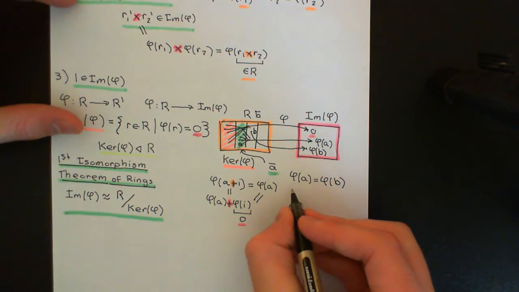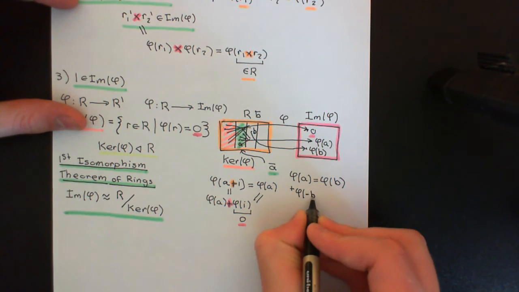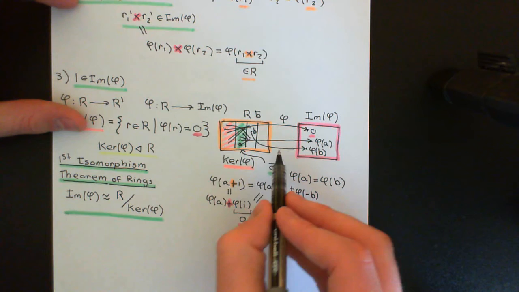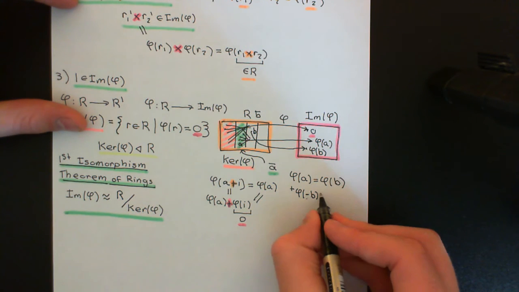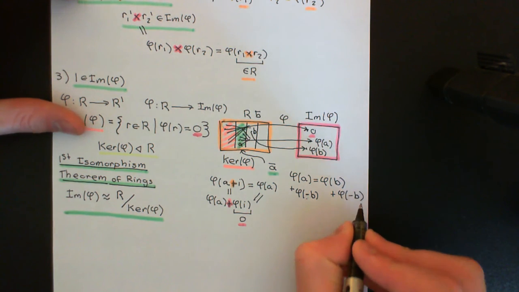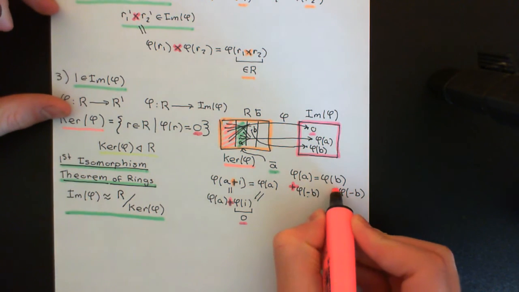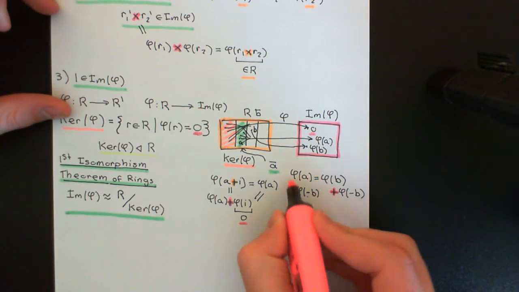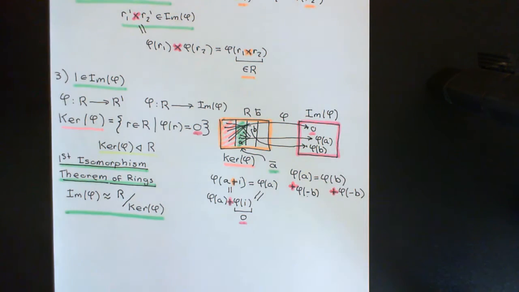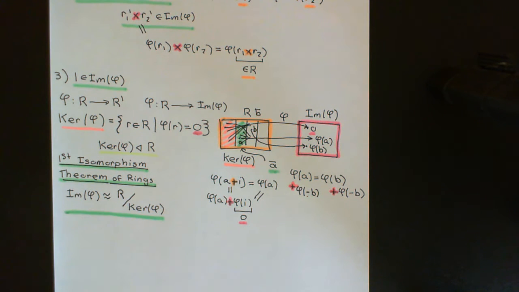Well, the way I can do it is just add on to both sides phi of negative B. So B is some element of the domain ring, it will have an additive inverse which we'll call negative B. So I add on to both sides of this equation phi of negative B, and of course this is addition done in the codomain ring here. So I've added on to this side phi of negative B, I've added on to this side phi of negative B. Perfectly valid algebraic operation. If the initial equation was true, then this modified equation is still going to be true.